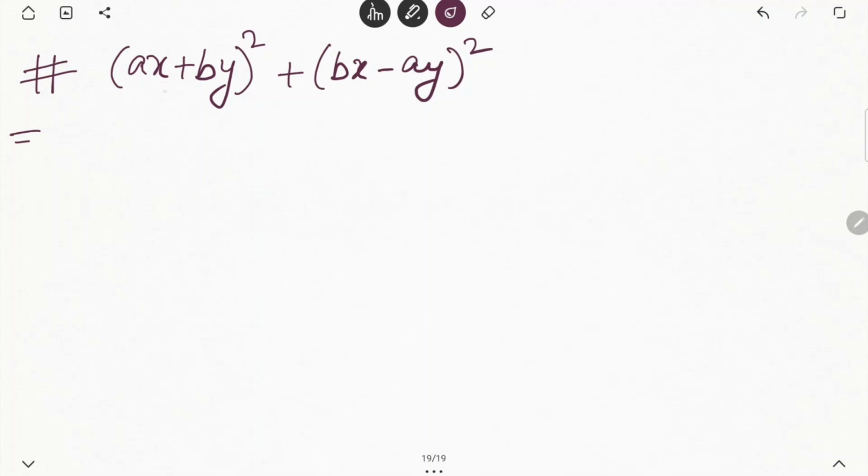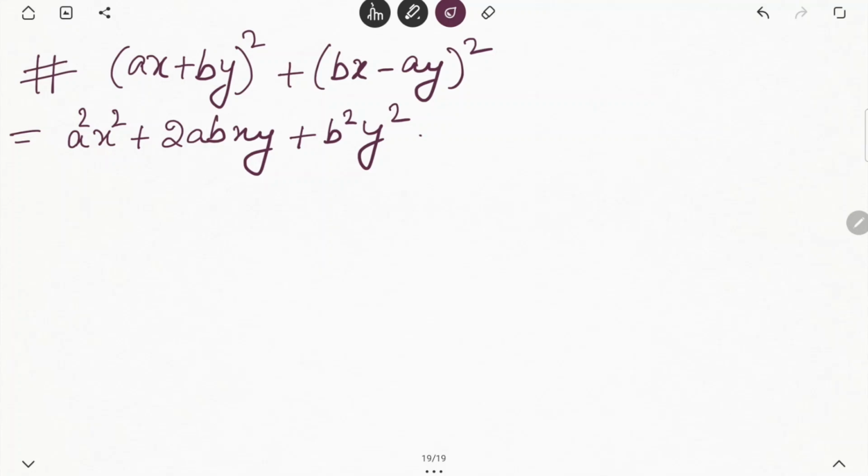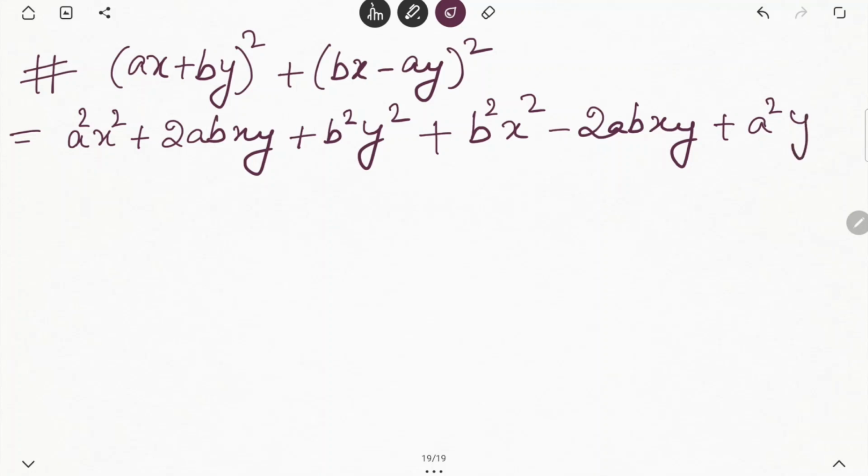So if I open this bracket, I have to open it by applying (a + b)². So I get a²x² + 2abxy + b²y². Okay, and again in the second part also I'll expand it using (a - b)². So that is b²x² - 2abxy, and then I have plus a²y².